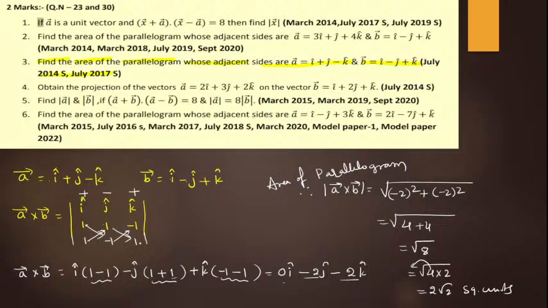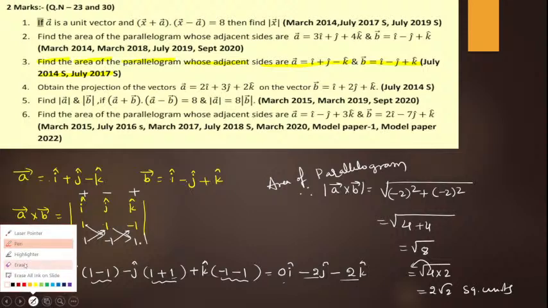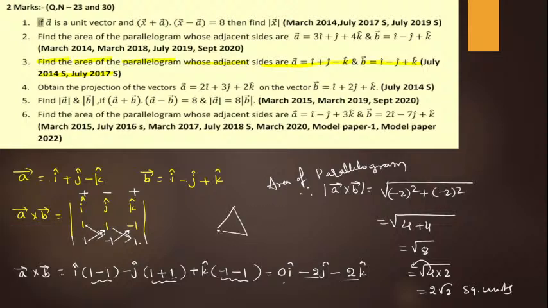If you are over, we'll go for the next question here. Every time he will ask the area of a parallelogram, or the area of a triangle. If he asks the area of a triangle, then simply the formula will be half of the magnitude of a cross b, where a and b are the adjacent sides of the triangle. Simply remember this formula too. Suppose he asks the area of a triangle, you can solve this with the same method.